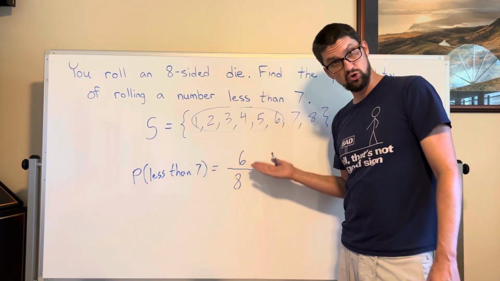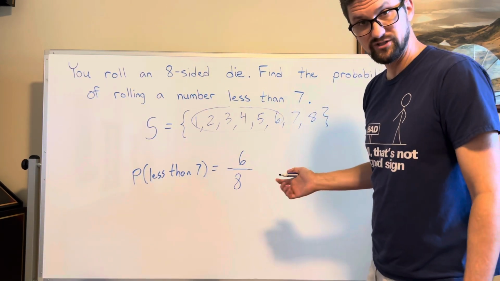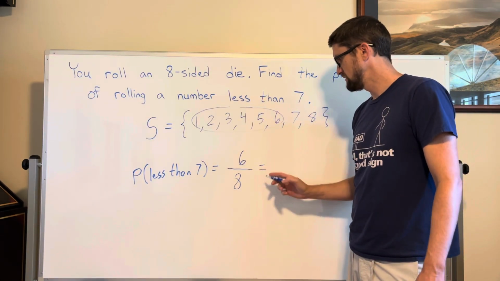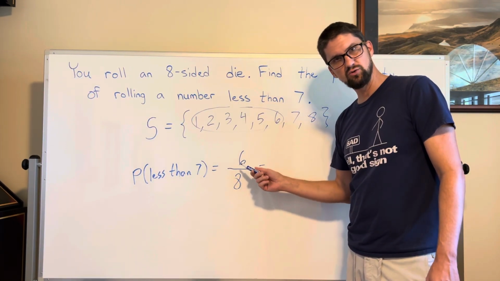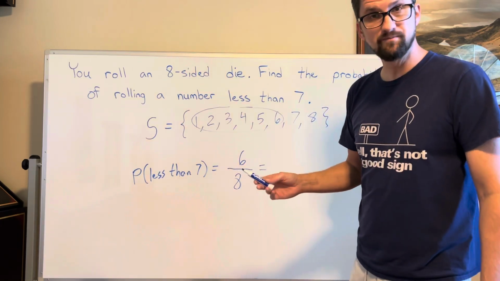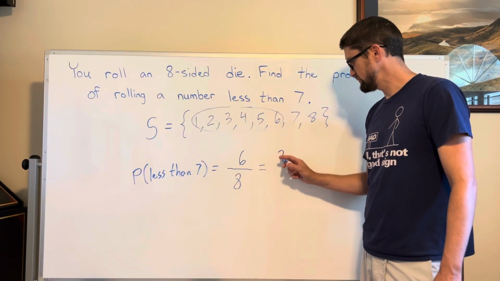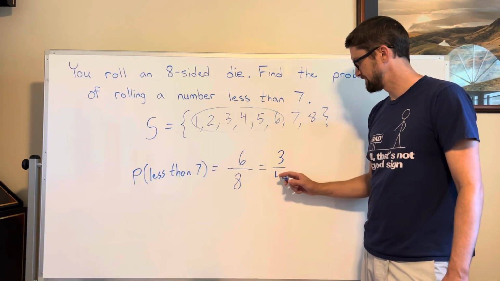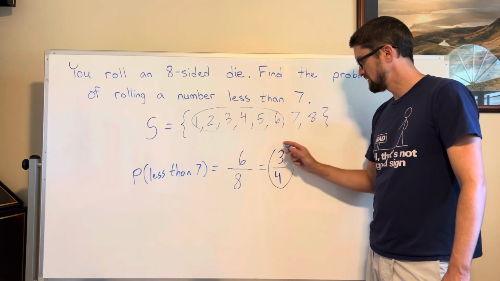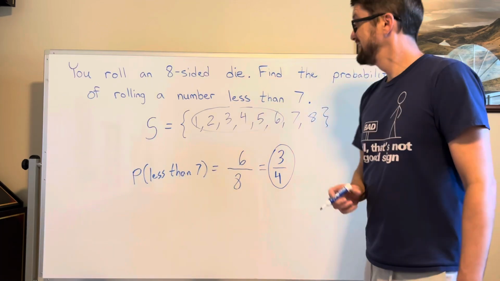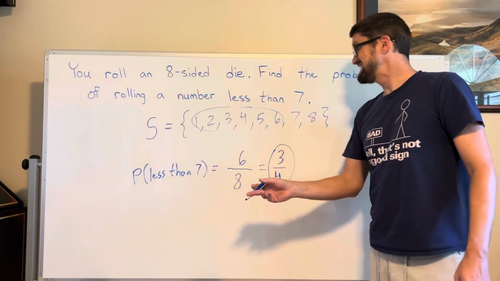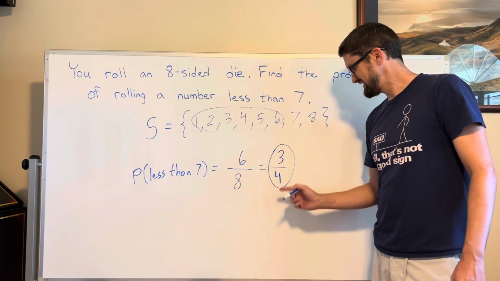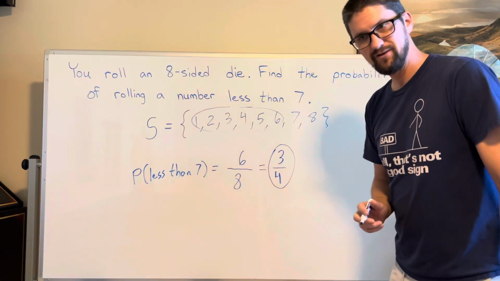And then make sure you know how to simplify fractions. You need to realize that these two numbers are both divisible by 2. 6 divided by 2 is 3, and 8 divided by 2 is 4. So the probability of rolling an 8-sided die and getting a number less than 7 is going to be 3/4.